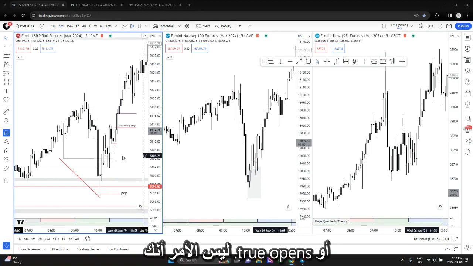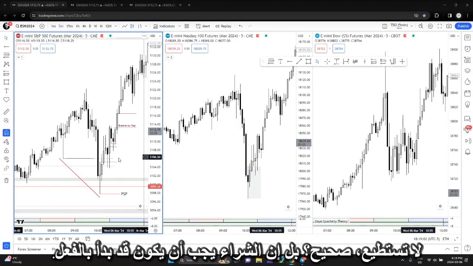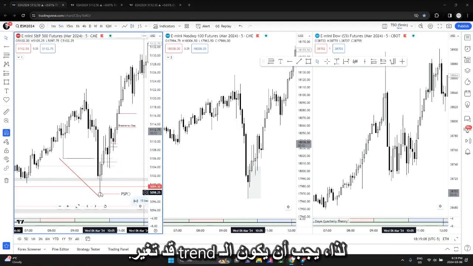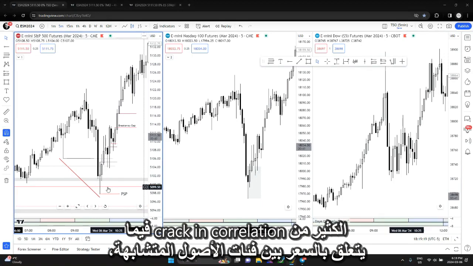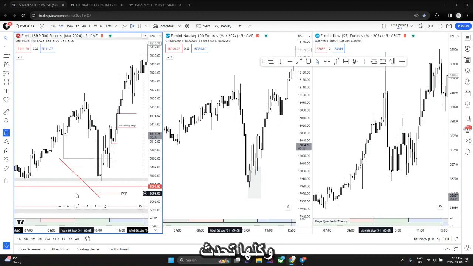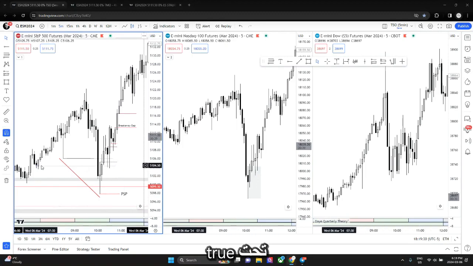It's not that you can't. It's just that the buying must have been initiated already. So trend must have been changed. There must be multiple cracks in correlation. Anytime price turns, you're going to see a lot of cracks in correlation in regards to price between similar asset classes, all occurring below true opens.